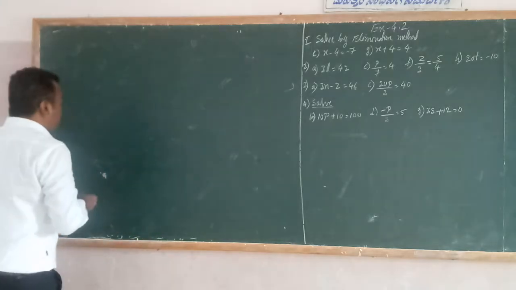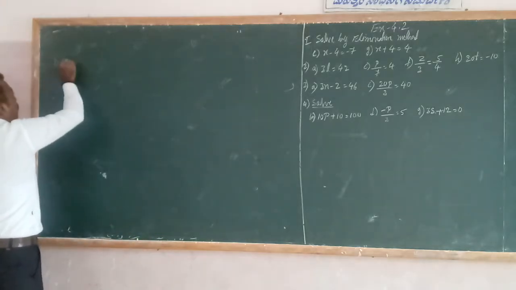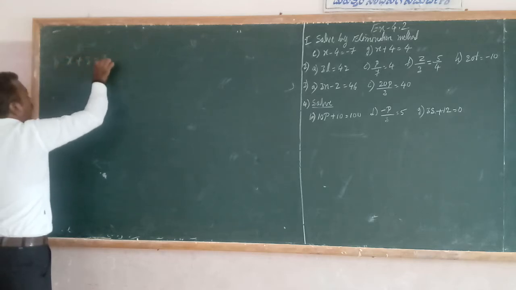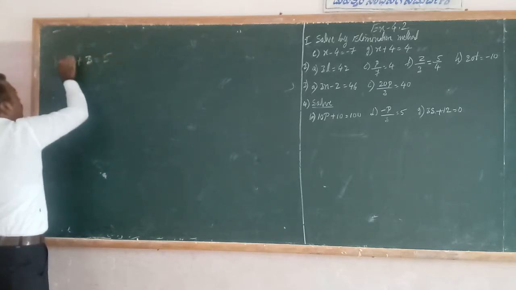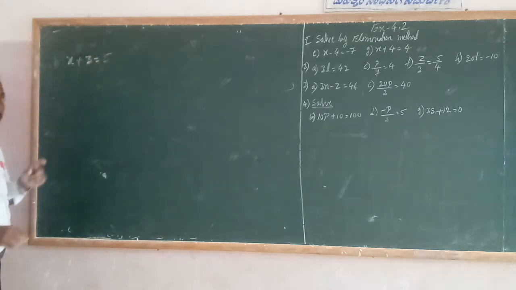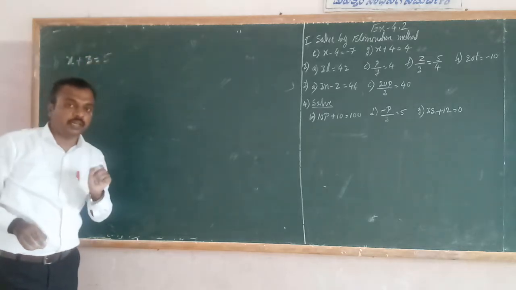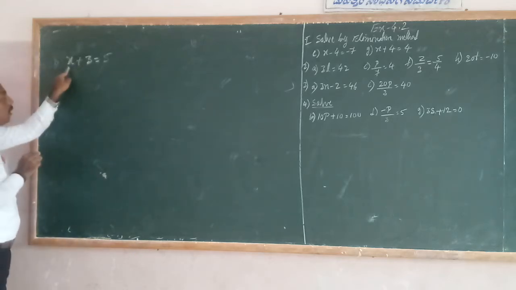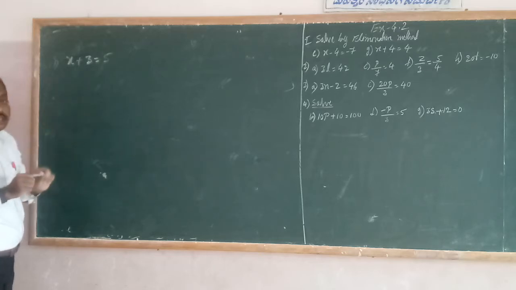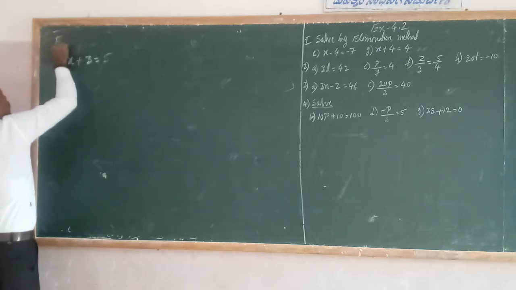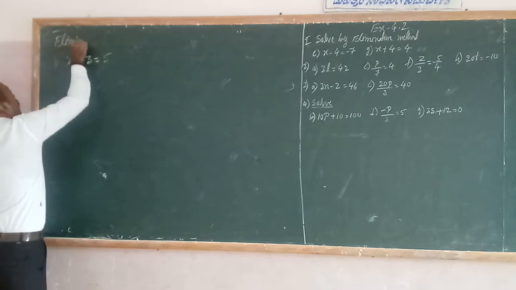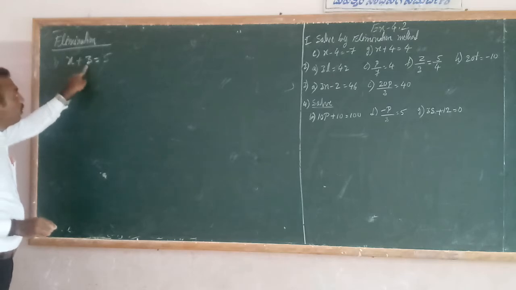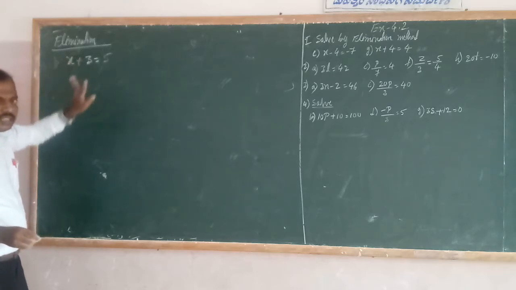See, I will take one example, students. x plus 3 is equal to 5. In this, we have to separate the variable from the numerical terms. That is what we call the elimination method. Understood? Elimination method means we separate the variable from the numerical terms in the LHS or RHS part.